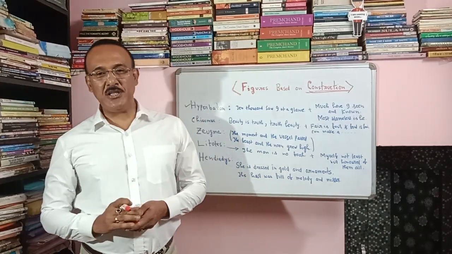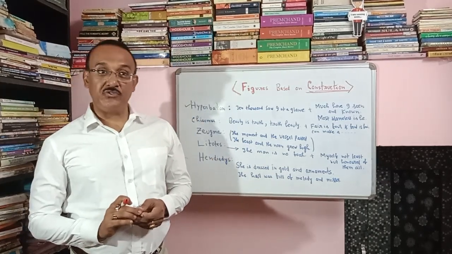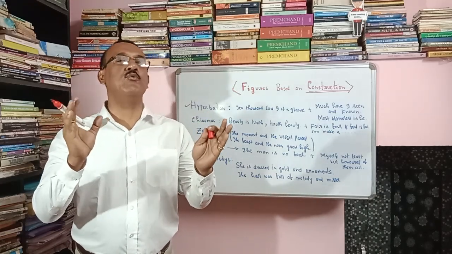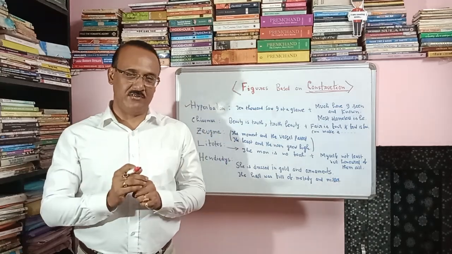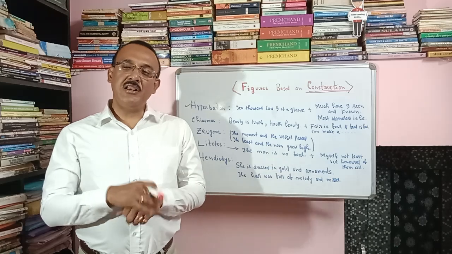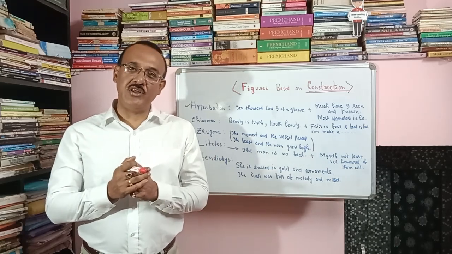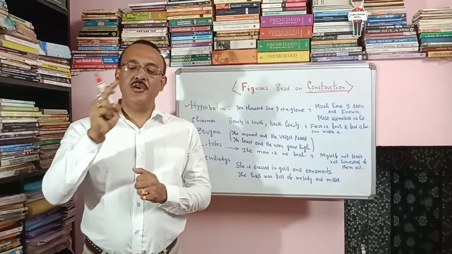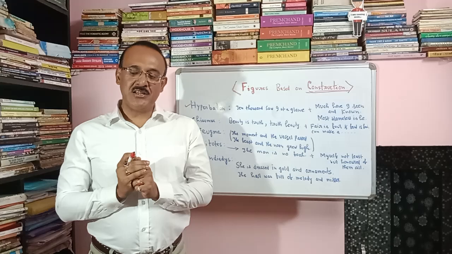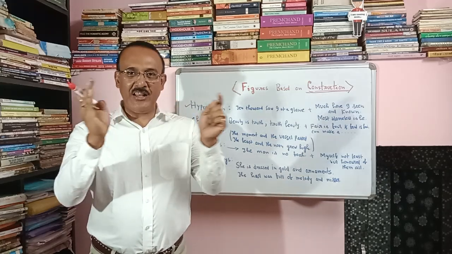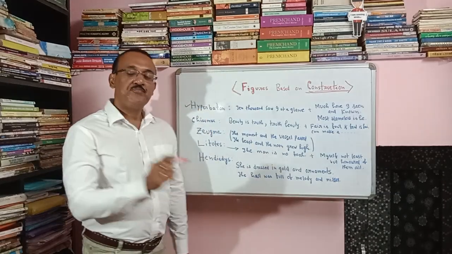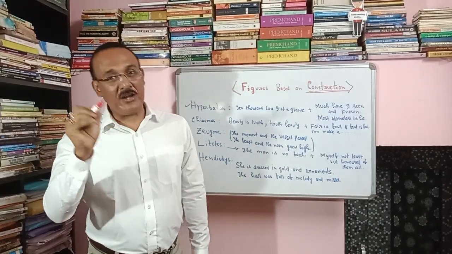Hyperbaton is a figure of speech in which we see an inversion of the regular grammatical order of words for the sake of emphasis. Now let me explain. In regular grammatical order, what do we see? S, V, O: subject, verb, object. But in hyperbaton, this arrangement is not maintained. So, the regular grammatical order is inversed.